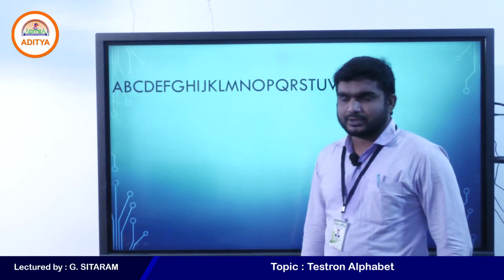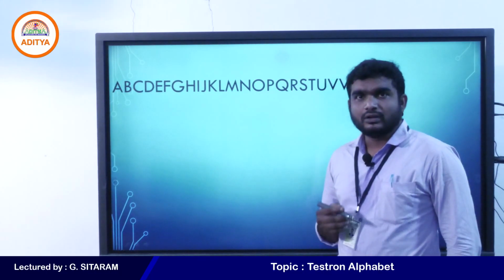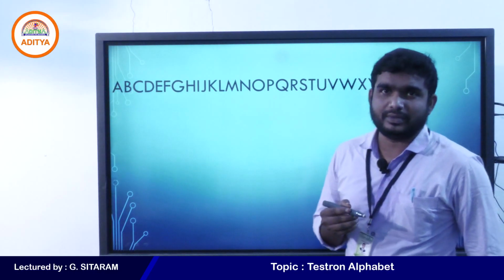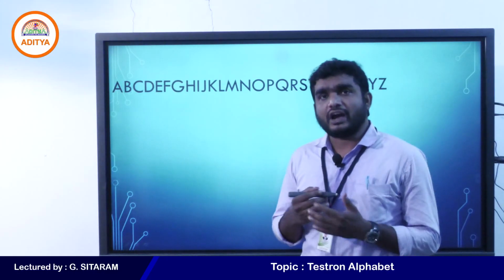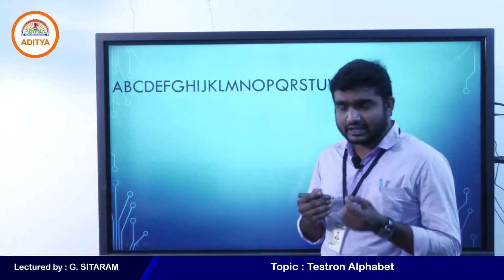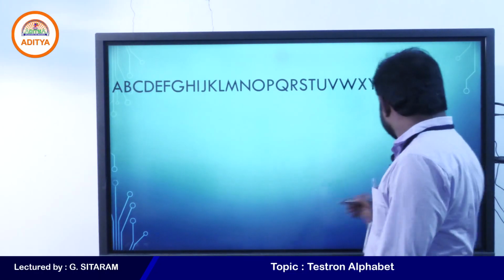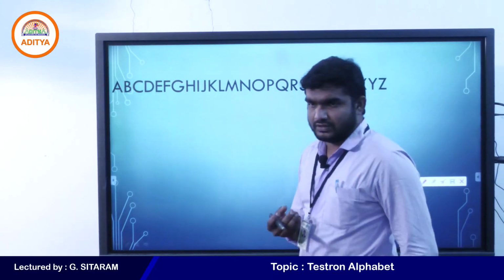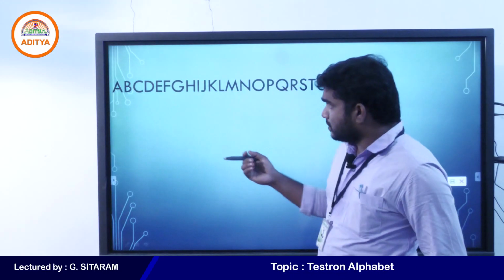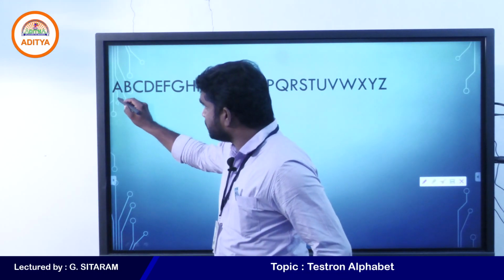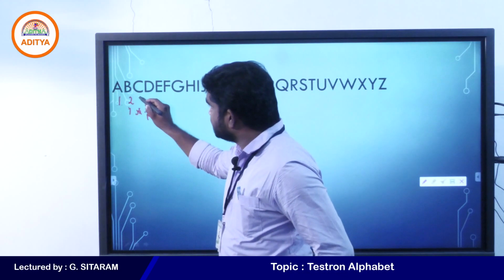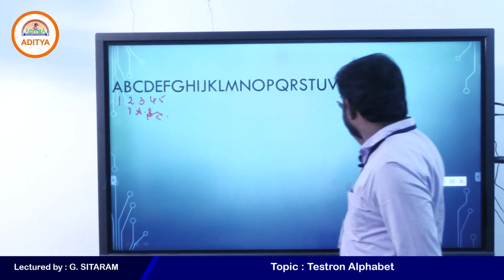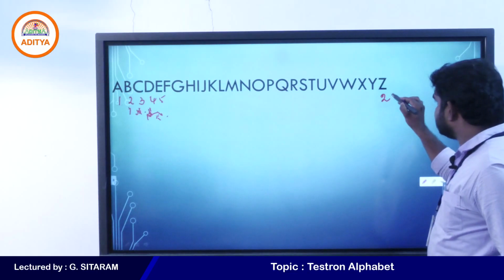Before going with the concept of test on alphabet, first of all we have to learn about it. How many alphabets are there? We have 26 alphabets. We have to learn by heart all those alphabets with their place values. Let's just start with the basics. The place value of A is 1, B is 2, C is 3, D is 4, E is 5 and so on up to the place value of Z is 26.